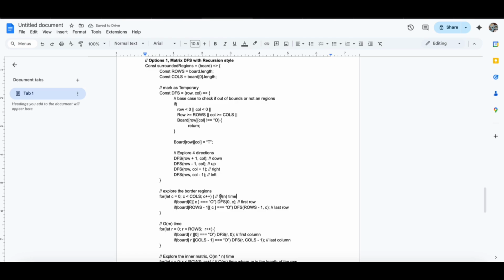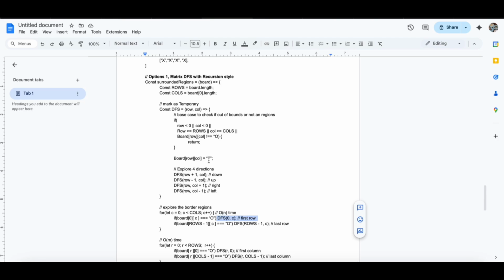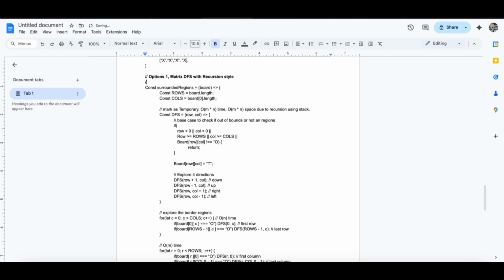And meanwhile for the DFS, the worst case scenario is we need to visit each cell once, right? So this also will be O(M multiplied by N) time. How about the space? Due to the recursion using stack, right? It will also be O(M multiplied by N) space due to recursion using stack. So this will be O(M multiplied by N) time and O(M multiplied by N) space.